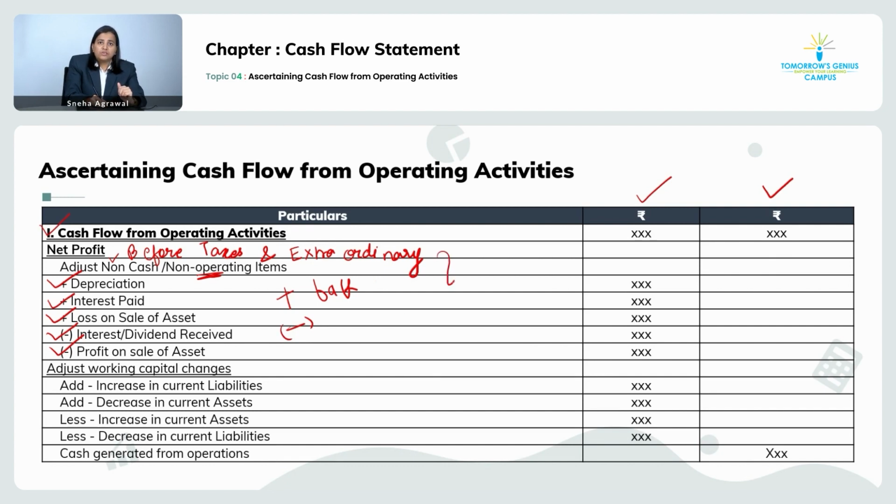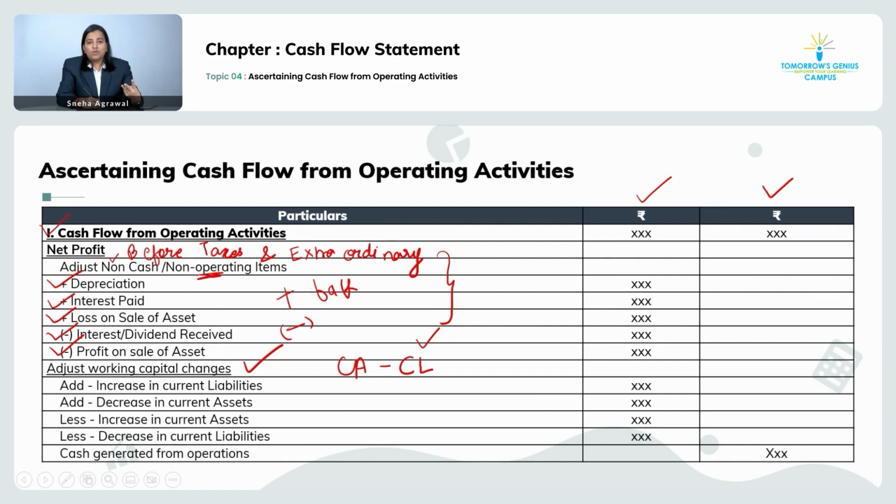Till now, we have understood the operating profit before working capital changes. We will now head towards adjusting the working capital changes. So what is working capital firstly? Working capital is your current assets less your current liabilities. What are your current assets? Debtors, bills receivable, inventories. What are your current liabilities? Creditors, bills payable.